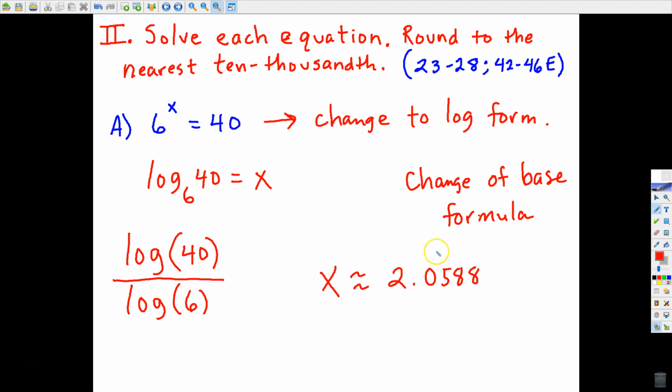All right, and that would be, everybody get that? That would be our answer for this problem. So real fast, I want you to be intentional. Take the given problem, write it as a log equation, and then you just jump into this change of base formula.